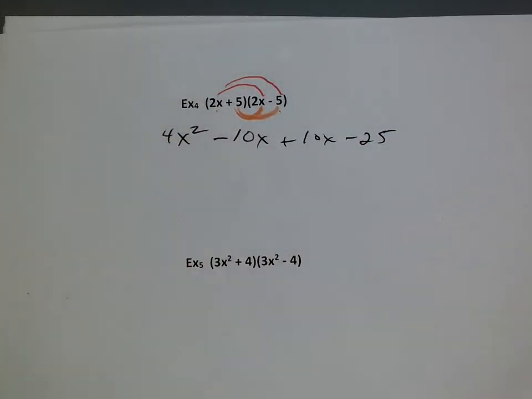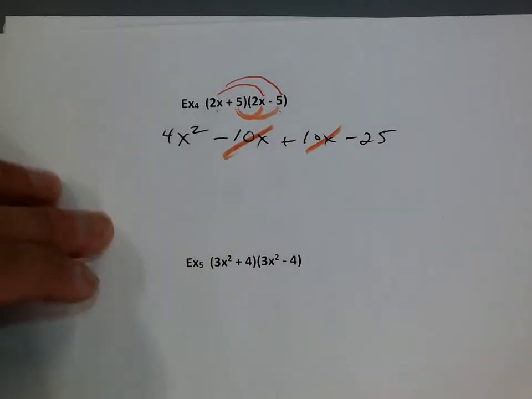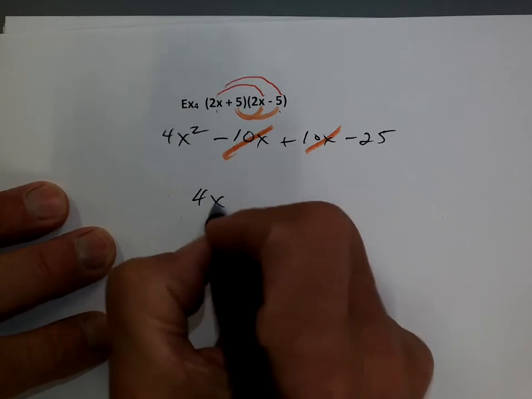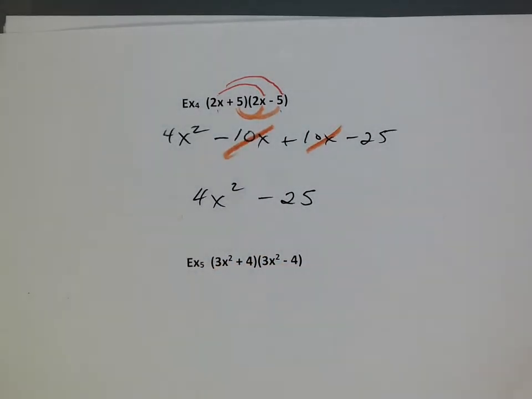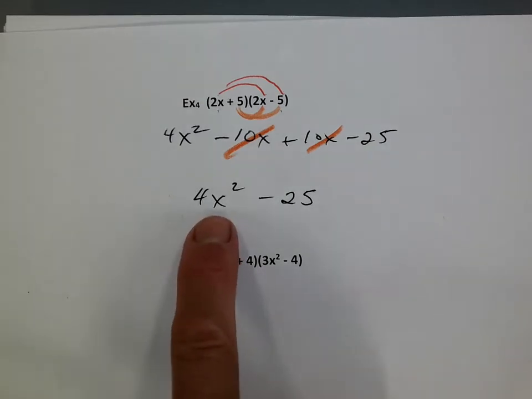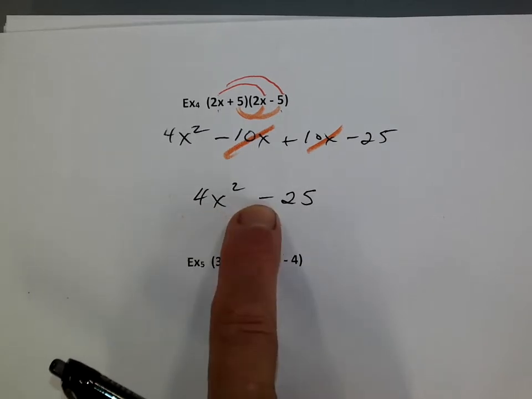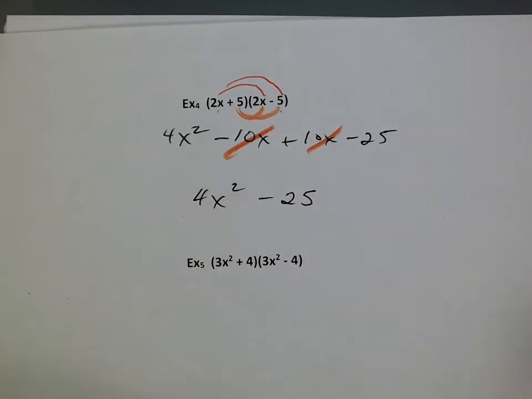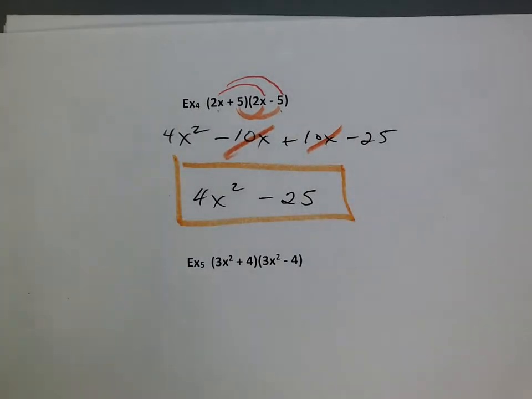Okay. Now, this one's also difference of squares. The middle two terms do cancel, and we're left with a 4x squared minus 25. That is the answer. It is a 2x squared and a 5 squared, so it is a square term minus a square term. Difference of squares. We're going to need to know that for the next chapter.